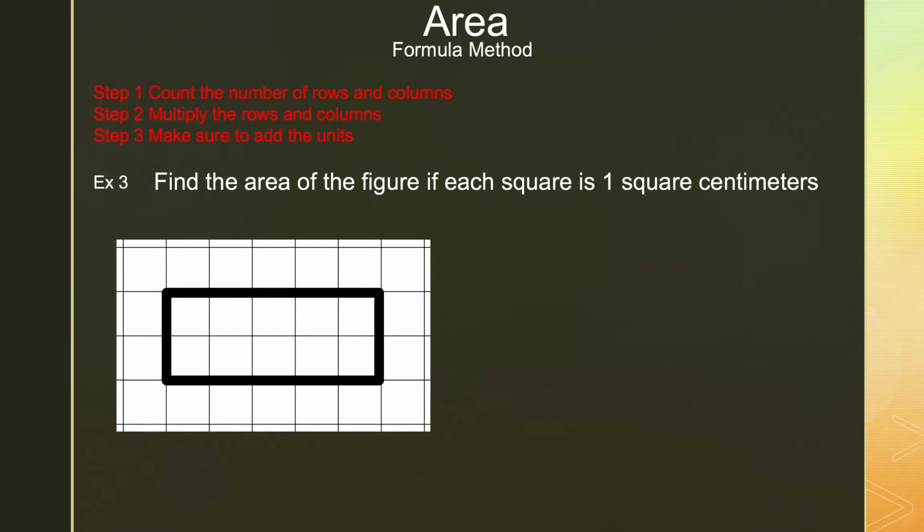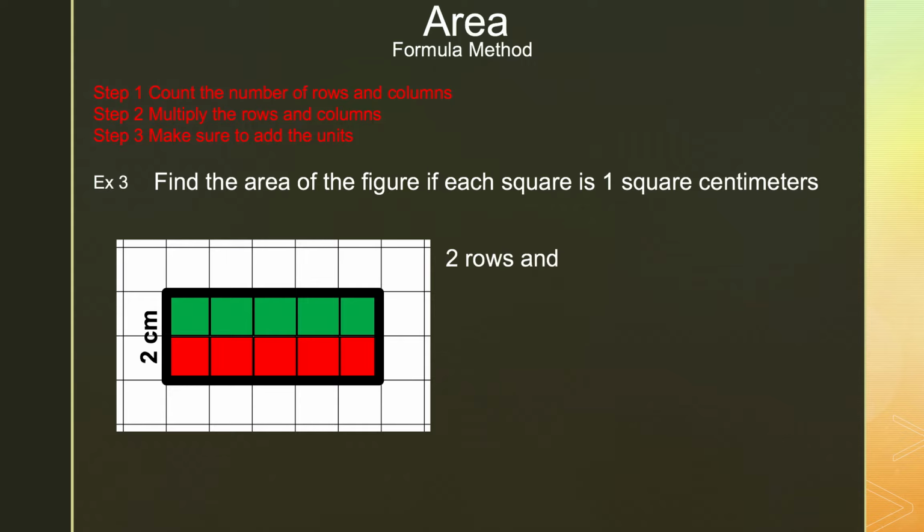Let's take a look at the next example. It's a little bit longer, but we still have the same process. We're going to count the number of rows. As you can see, we have 2 rows because there are two colors. So let's write it down. That means the width is 2 centimeters, or length, depending on how you do it. Now we're going to take a look at the columns. We have 1, 2, 3, 4, 5 colors. So that means we're going to have 5 columns, which means the width or length, depending on how you do it, is 5 centimeters.